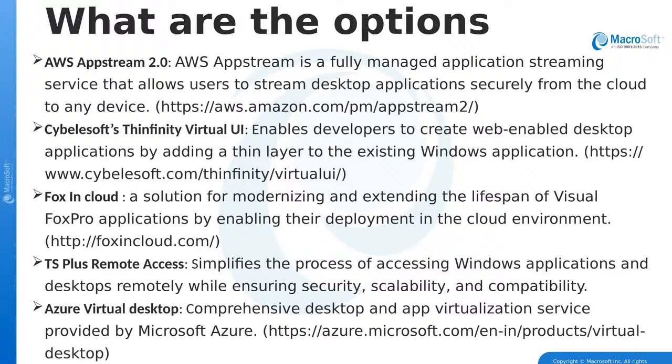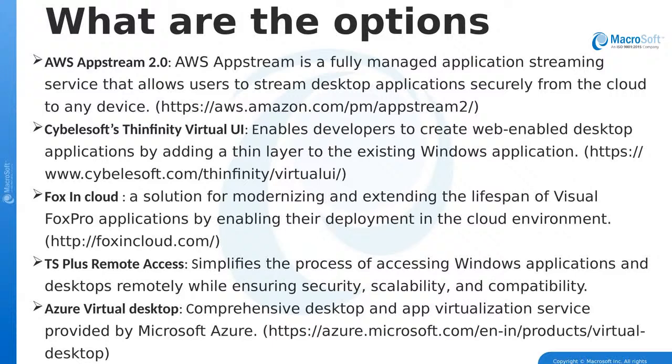And let's see the different options we have in this space, the different solutions that the third party offerings available in the market, right? The first one to consider would be AWS AppStream 2.0, which is a fully managed application streaming service that allows the users to stream the desktop application securely from the cloud and to any device. That's the takeaway here. You can access it from any device. You can actually access your Windows application from your Mac device, for example.